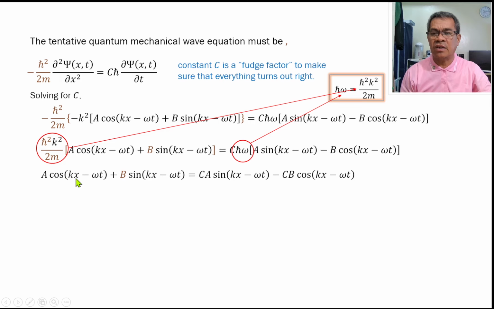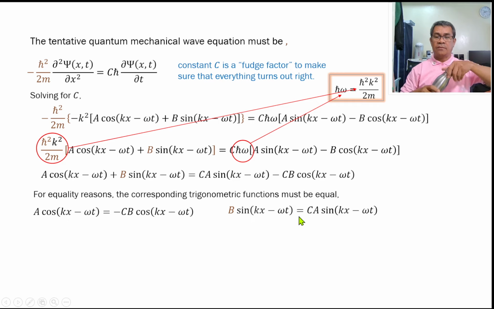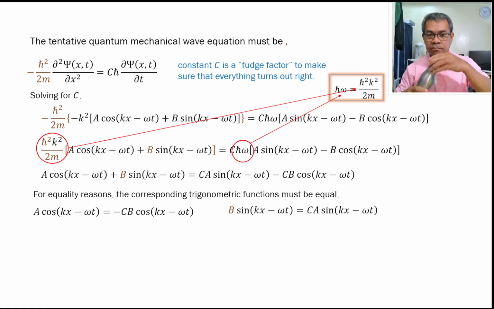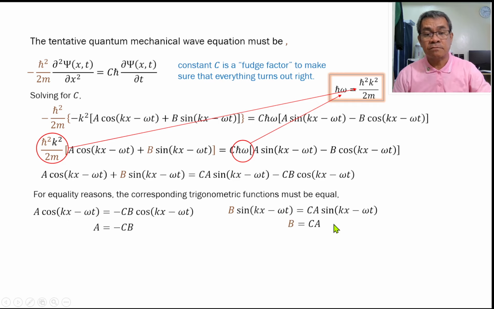A cosine(kx minus omega t) is equal to negative C B cosine. So we have this first condition. And the other condition is the corresponding sine function. The purpose of this is to solve for C. Can we solve for C? Of course, yes. Take note that this will be cancelled out, leaving A is equal to negative C B. While this one, the sine function expression, can be cancelled out also, leaving B is equal to C A.